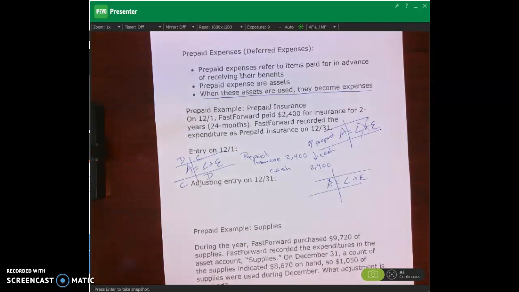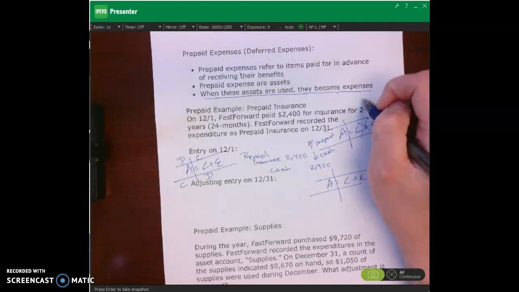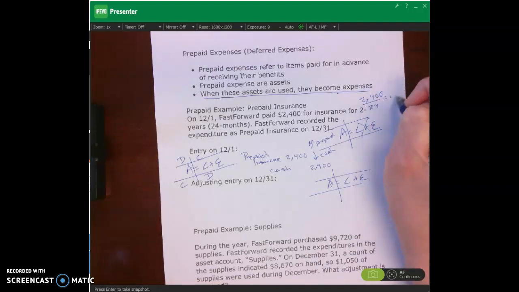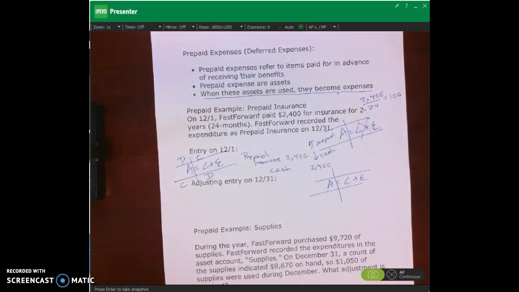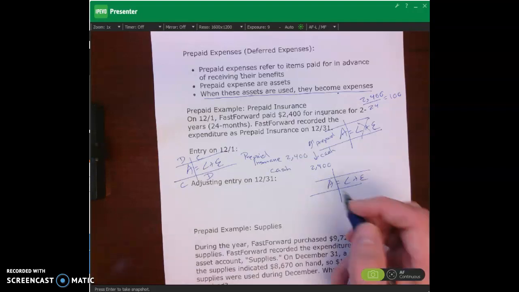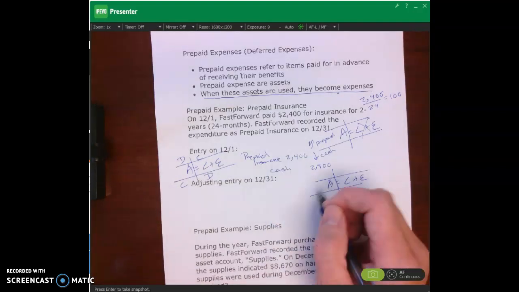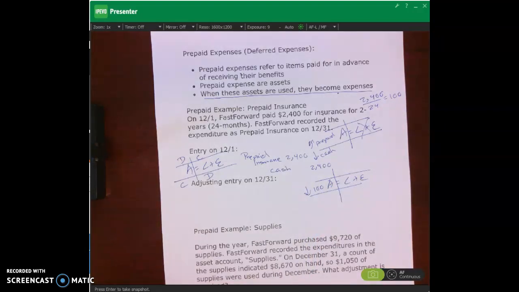So what we're going to do is look at our accounting equation and think about what's happening. Our prepaid insurance is going down. Why? Because 1 month has expired. And how much is it per month? Well, I could take my $2,400 divided by my 24, which gives me $100 a month, right? So I have $100 less of my prepaid insurance policy. Where do I put prepaid insurance? That's an asset, so my assets are going down by $100.